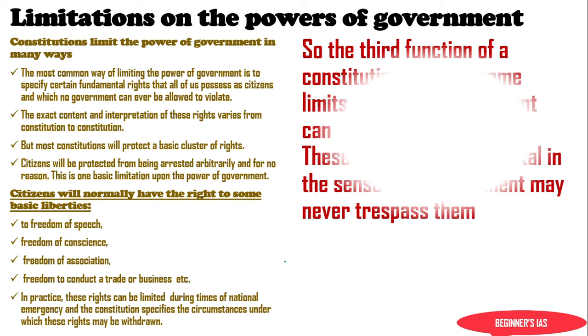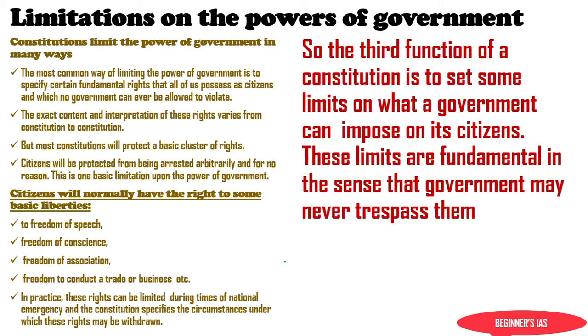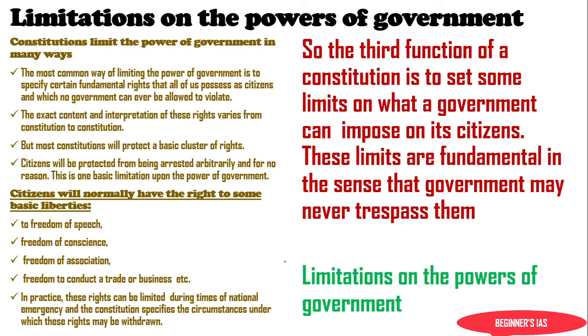Okay, so therefore this is the third function of a constitution. It sets some limits on what a government can impose on its citizens. And also note that limitations are fundamental in the sense that the government may never trespass. So let us move on with the next, aspirations and goals of the society.